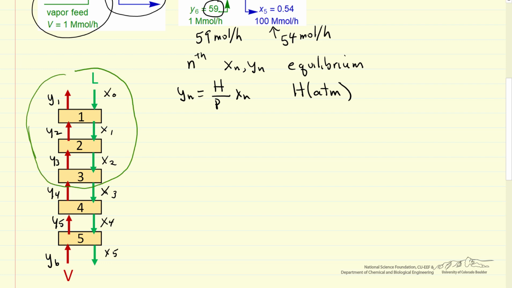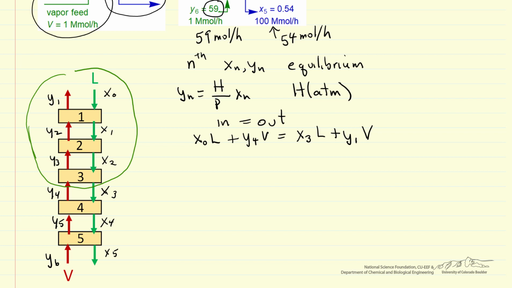If we're going to do a mass balance on the solute, we're essentially saying solute flow in equals solute flow out. Flow in is X0 times the liquid flow rate plus Y4 times the vapor flow rate. And what's leaving then is X3 times the liquid flow rate, plus Y1 times the vapor flow rate. We can do a balance for any number of stages, just 1 and 2 or all 5.